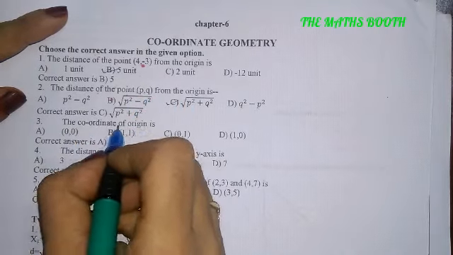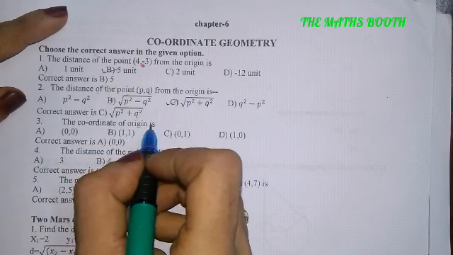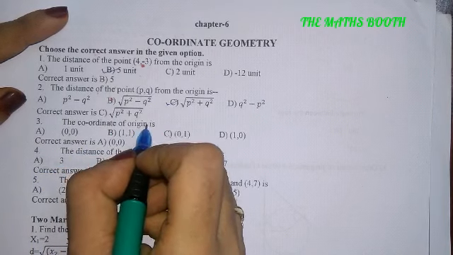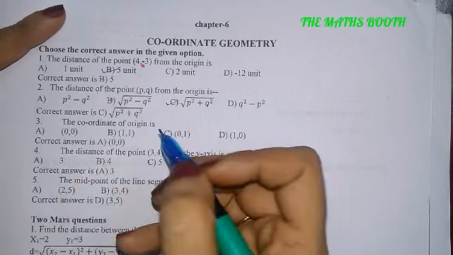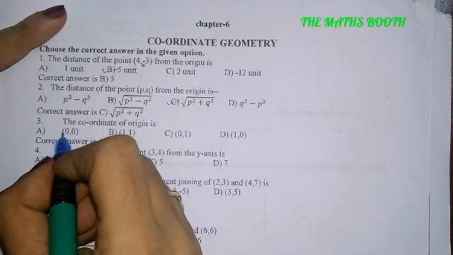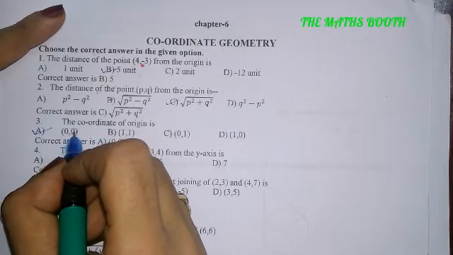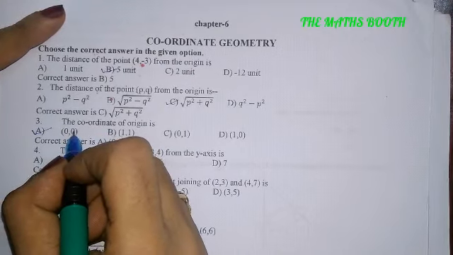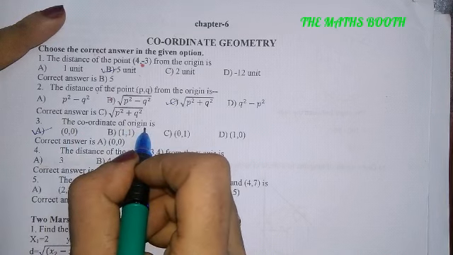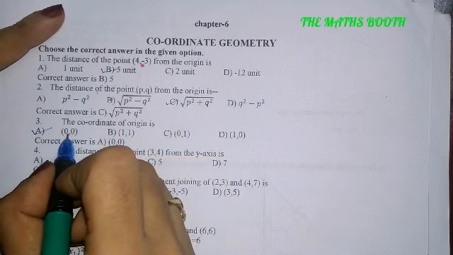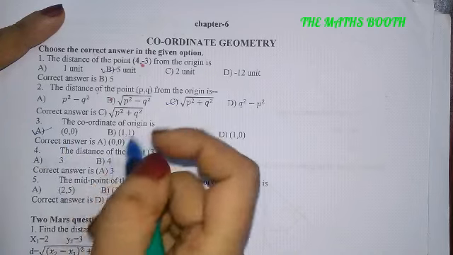Next, the coordinate of origin is, the coordinate of origin means always 0, 0. The coordinate of origin is 0, 0. So answer is A, 0, 0. They may ask the question, write the coordinate of origin. The coordinate of origin is 0, 0.